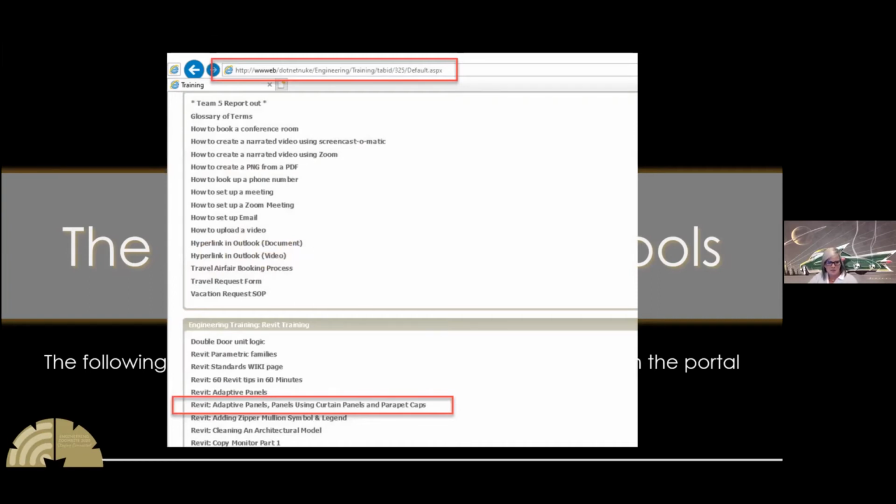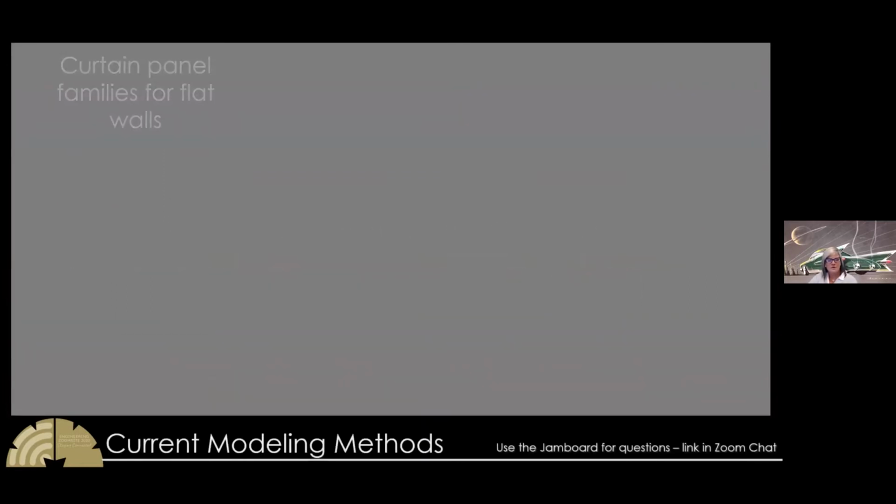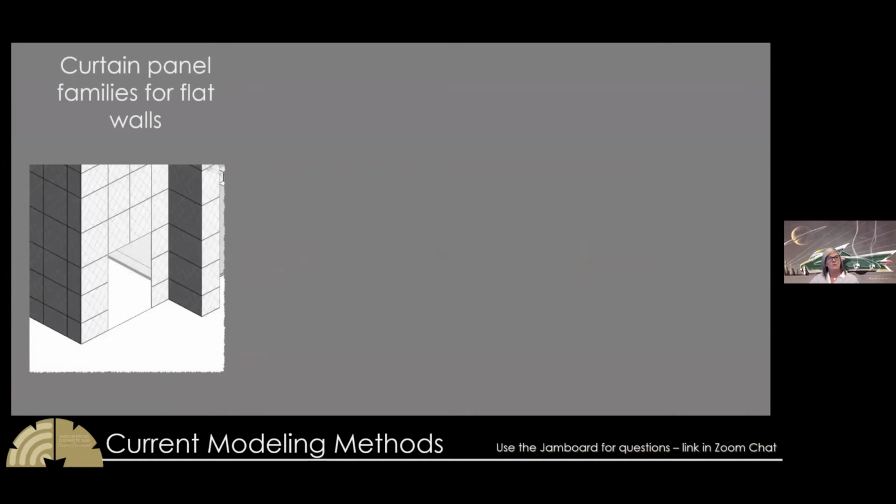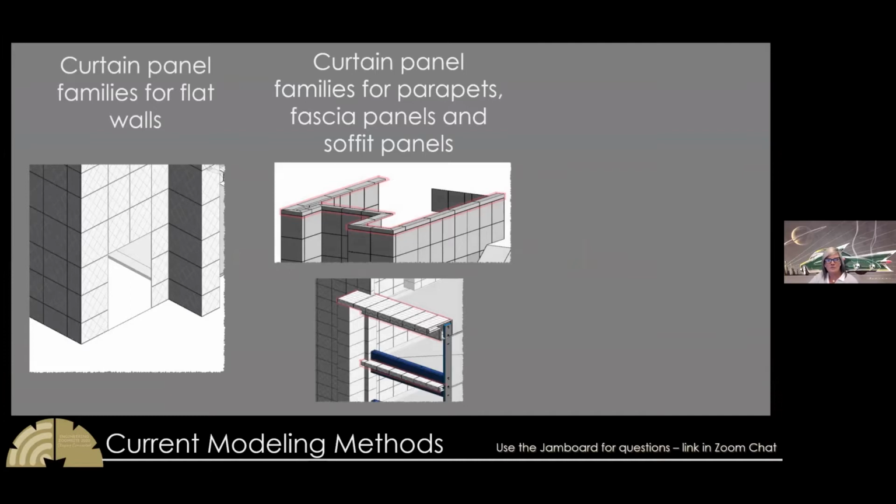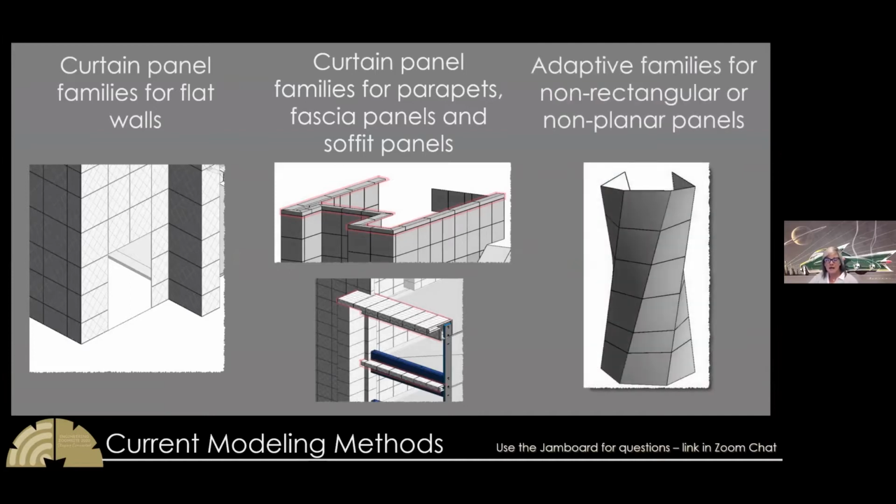The Revit adaptive panels, panels using curtain panels, and parapet caps. So the concepts and the tools. Okay, so when we use curtain panel families for flat walls, we use curtain panel families for parapets, fascia panels, soffit panels. We use adaptive families for the non-rectangular, non-planar, unique, bendy, twisty parts.